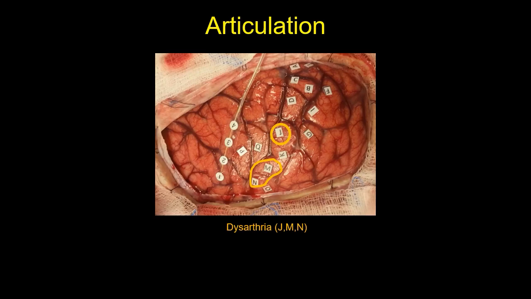Next we'll move on to articulation. Shown here is an example of a patient for which stimulation in the middle and inferior portion of the precentral gyrus during counting and picture naming tasks elicited dysarthria.